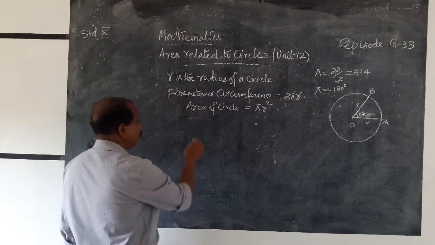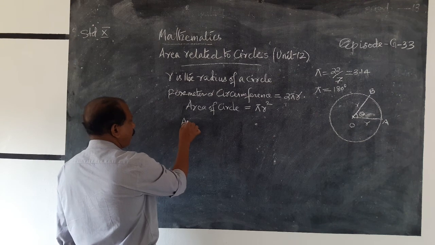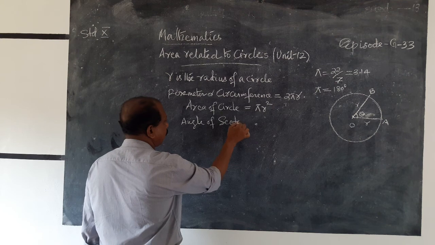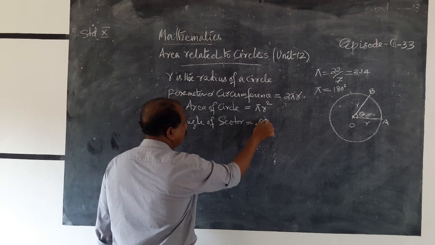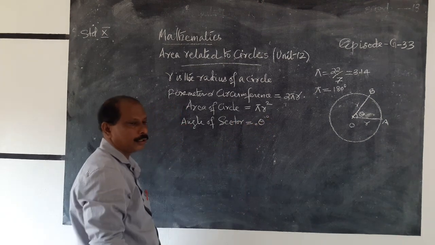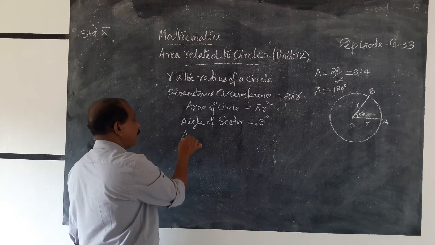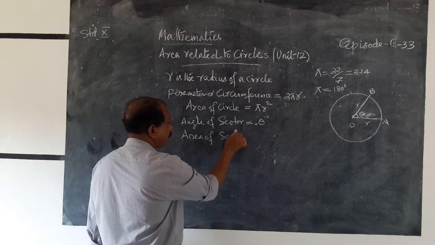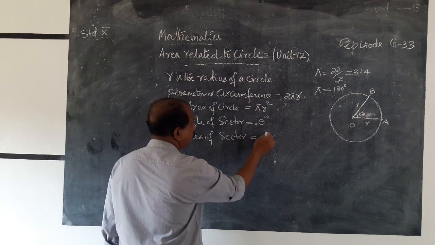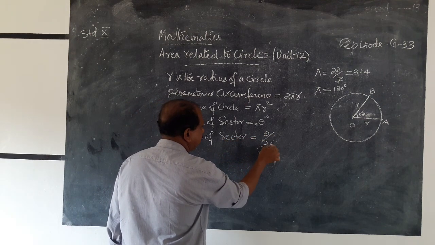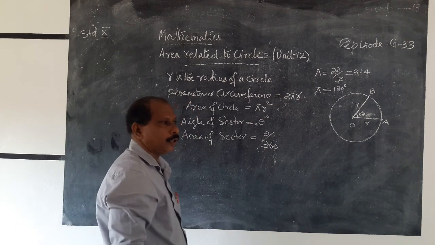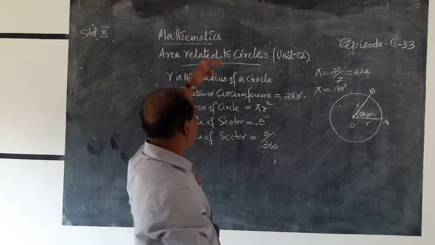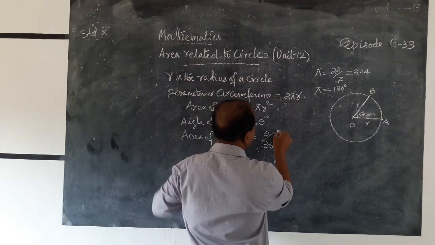Therefore, the angle of the sector is equal to theta degrees. Therefore, the area of the sector is equal to theta by 360. That means we take theta as a part of 360 degrees, that part into the area of the circle. That is my answer.